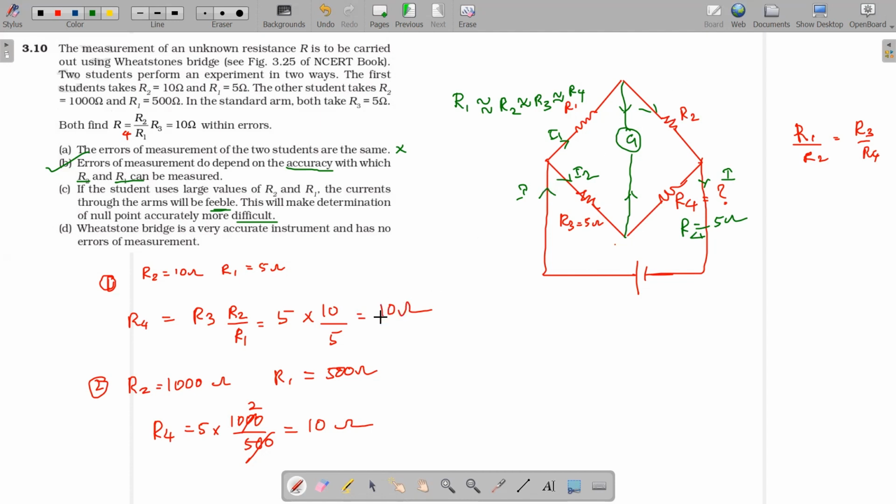For example, we have found that the unknown resistance is 10 ohm. This is the condition: all the resistances should be nearly equal to each other, then only accuracy will be more. So P by Q, R by S, that is R1 by R2, R3 by R4 nearly equal, that means they should be nearly equal to each other. Here 10 and 5 is okay, but this is 1500, more variation. So accuracy will be less. So C is also correct. If the student uses large values of R2 and R1, accuracy will be less. If accuracy is less, the answer will not be very correct.